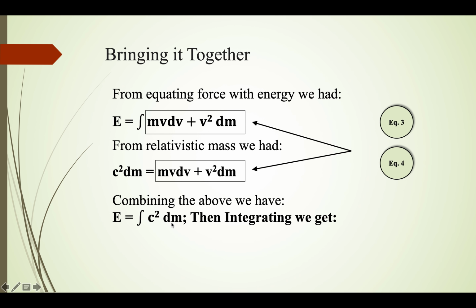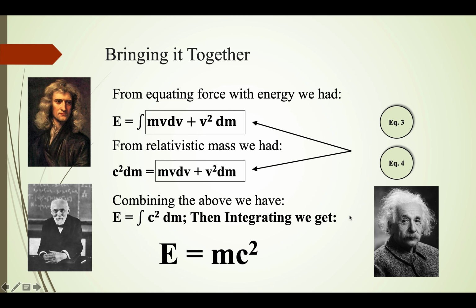of c squared dm. And then integrating, and remember when you integrate a constant, it's just a constant, so c squared can come outside. Energy equals c squared times the integral of dm, which means that E equals mc squared because the integral of dm is m.